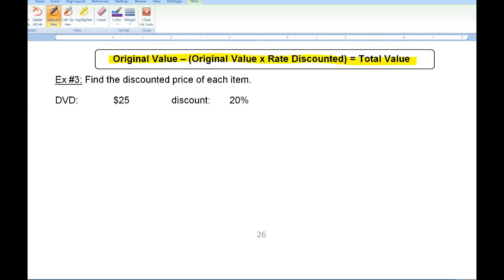Okay, so here, there's our original. What would the rate be if it's 20%? It would be 0.20. The 25 is the dollar amount. Okay, so now I want to take the original, so that's 25 minus the original value times the discount, and that's going to give us our total.